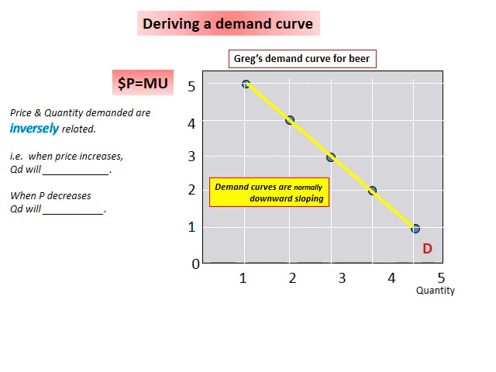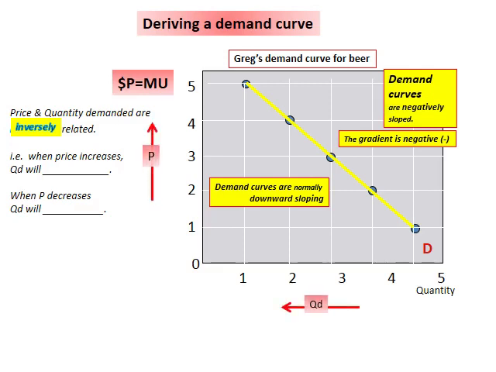So we can see that there is a negative relationship between price and quantity. When the price goes up, quantity demanded goes down, and when the price goes down, quantity demanded goes up. The variables, price and quantity, are inversely related. They move in opposite directions. For this reason, demand curves are negatively sloped and the gradient is therefore negative.